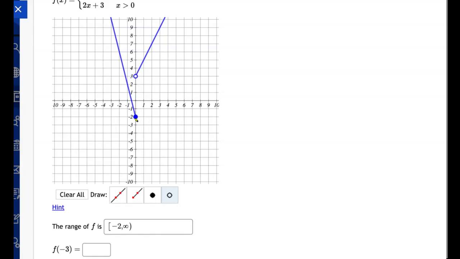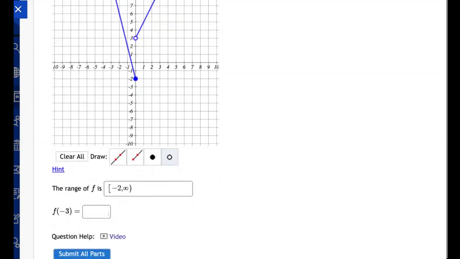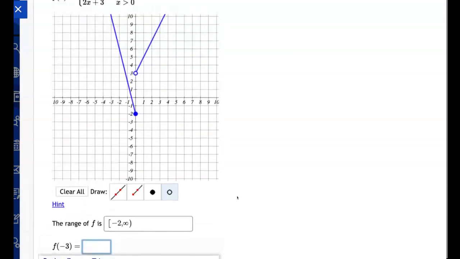Even though it kind of jumps right here, there's not a gap because the -2 will take the place of the open circle, and then it goes up forever. So -2 to infinity.